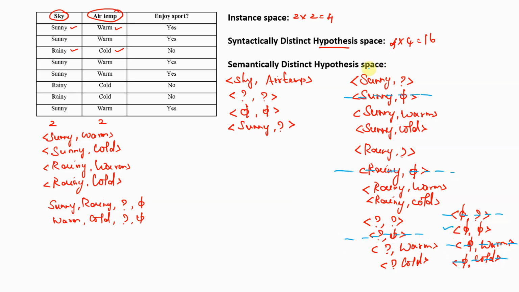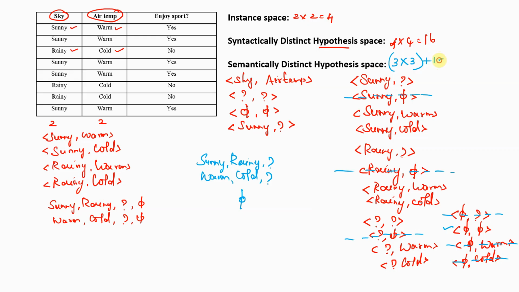Now you can see here in the first combination, you may have sunny, rainy, along with question mark, then warm, cold with question mark. Any combination with this symbol, we have to consider only once. So for the first attribute 3, for the second attribute 3, and we have one specific which is suitable for everything.